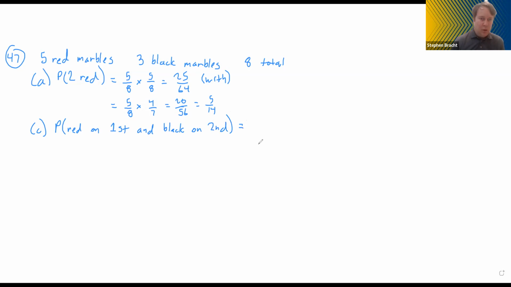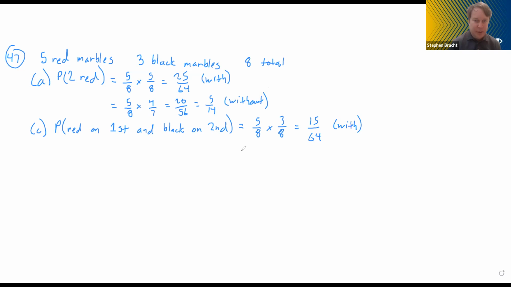Okay. And we're going to do this both with and without replacement. Okay, so first with replacement. Well, with replacement, that means the probability of red on the first is 5/8. And if we replace it, then when we go to pick the second one, there's going to be 3 black and 8 total, right? So this ends up equaling 15 out of 64. And I forgot to label this. This is with, this is without. Okay. And similarly, this is with replacement.